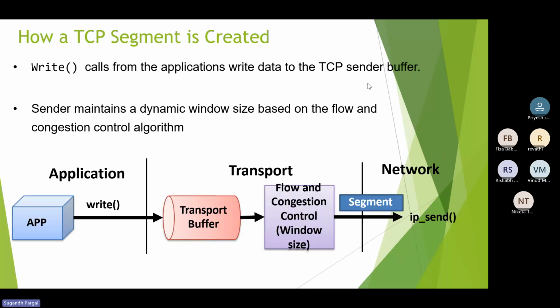As we have already seen how a connection is built, now we see how the TCP segment is created. The write calls from the application write the data to the TCP sender buffer. The sender maintains a dynamic window size based on the flow and congestion control algorithm, and then it sends the segment to the other host on the network.